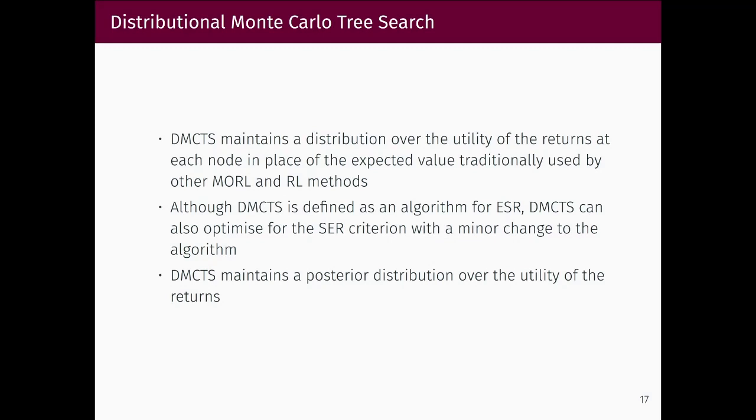We maintain a distribution over the utility of the returns at each node in place of the expected value, which is traditionally used by most multi-objective RL and RL methods, with the exception of some. Obviously, distributional RL has become more popular recently. As I mentioned already, it's an algorithm that's defined for ESR, but we can do SER also. And important to note, we maintain a posterior distribution over the utility returns at each node.